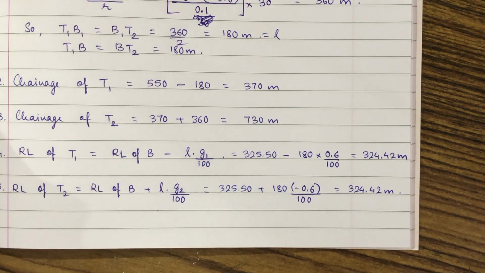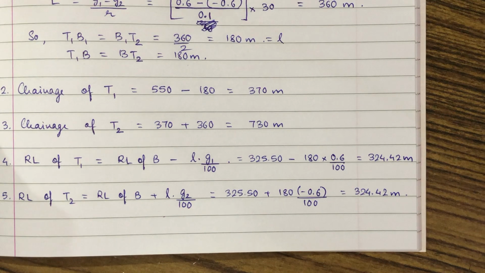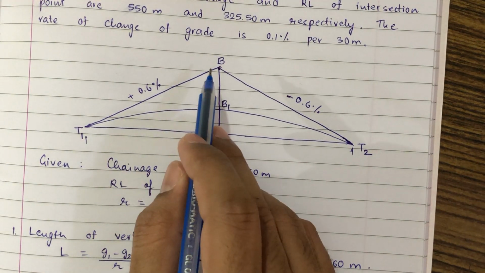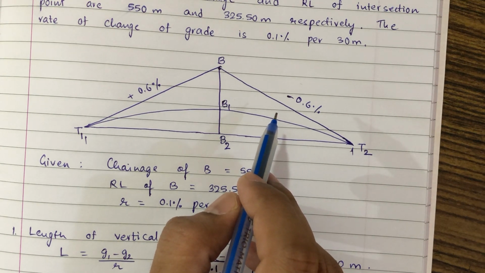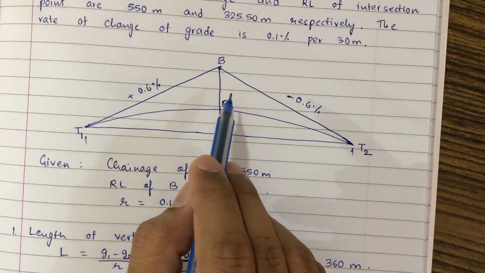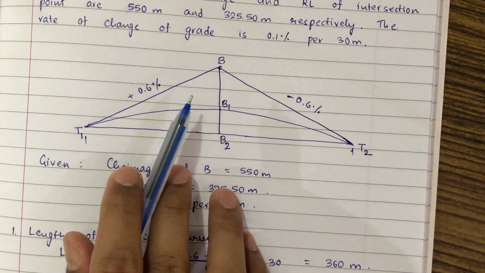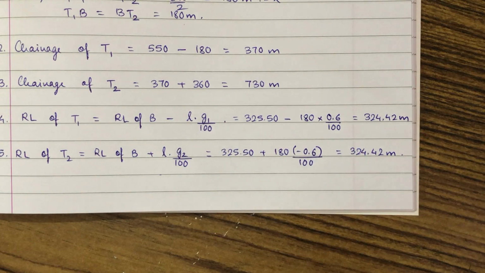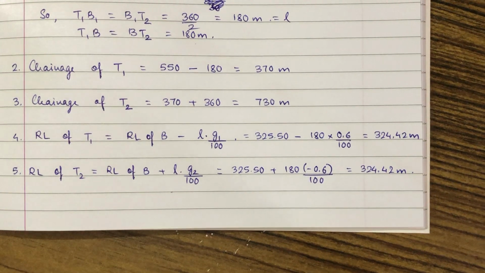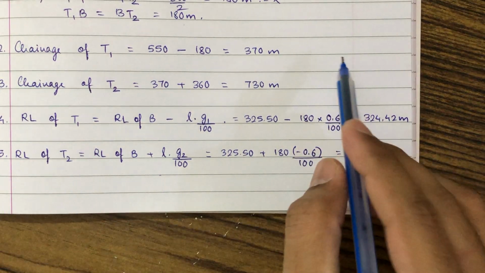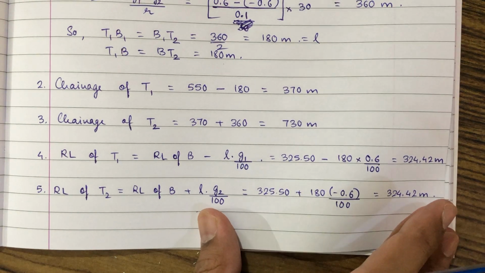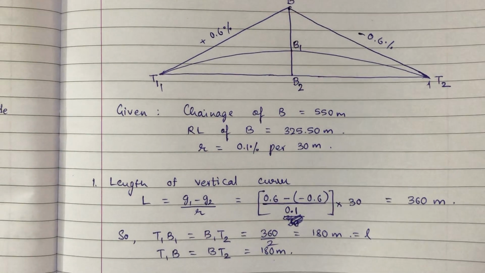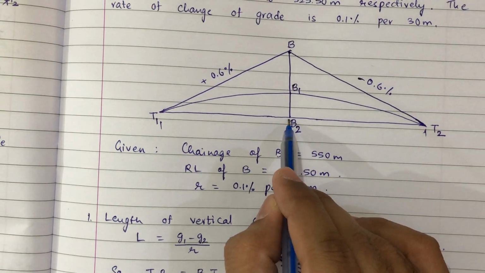This is because both the gradients were having the same value, that is here it is 0.6 and here it is minus 0.6. If the values of both the gradients would have been different, the value over here would also have been different. But as here the values are same, this RL of T1 and RL of T2 are also same over here. Okay. Now next we have to calculate RL of this point B2.